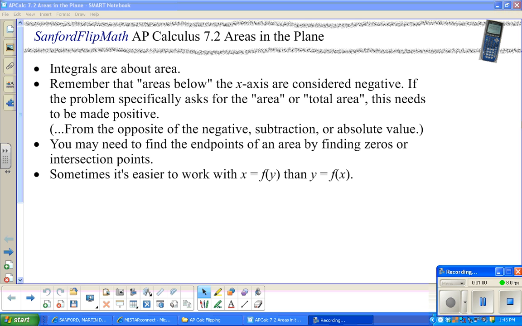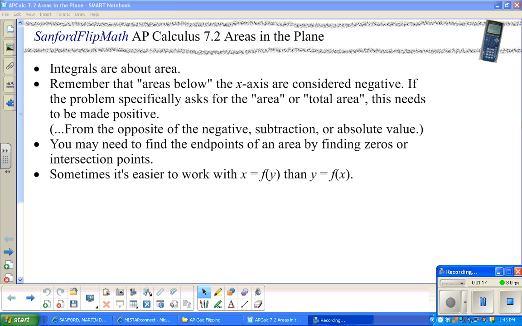Just a few reminders about areas, and we've already been doing some of this for quite a long time from chapter 5, and we're just going back into some of this. Remember, the integrals are about area. We've been using integrals for a long time to find area.